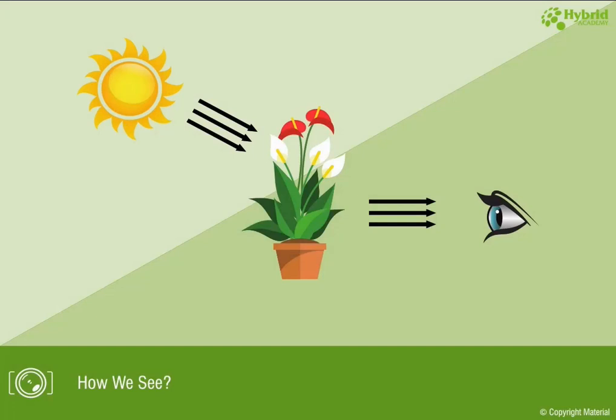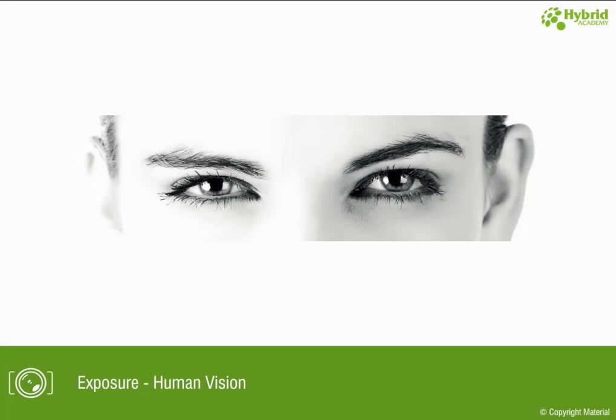Now, moving further, let's understand some basics of vision and light. So first, let's understand how we see. Anything is visible through our eyes only when light falls on an object or subject and reflects to our eyes. Our eyes can only see the subject in the presence of light. Going further, to understand exposure of a subject in our camera, we need to understand exposure in human vision.